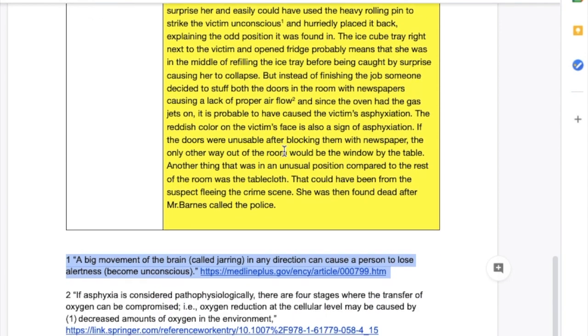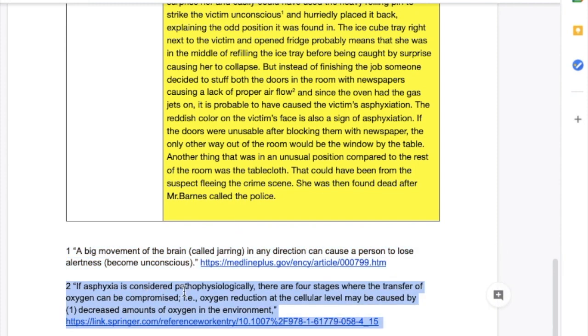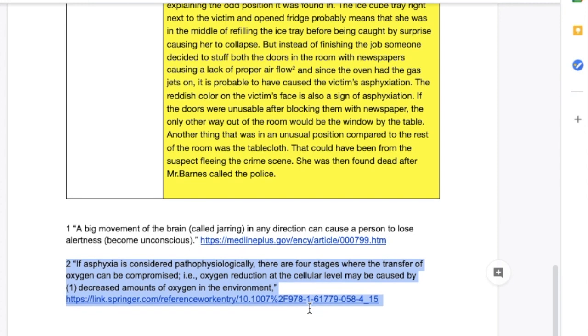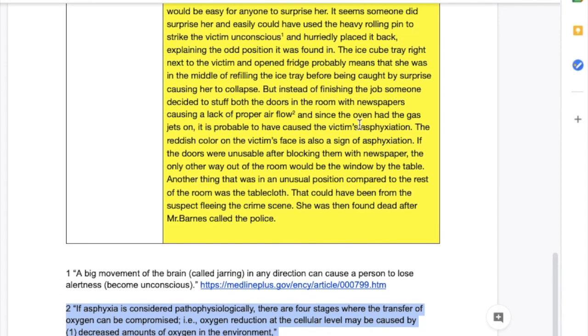But instead of finishing the job, someone decided to stuff both the doors in the room with newspapers, causing a lack of proper airflow. And this can lead to asphyxia, or it is when there's not enough oxygen for the body's cells. And this can lead to the reddish color on the face. And since the oven had the gas jets on, it is probable to have caused the victim's asphyxiation. The reddish color on the victim's face is another sign of that.